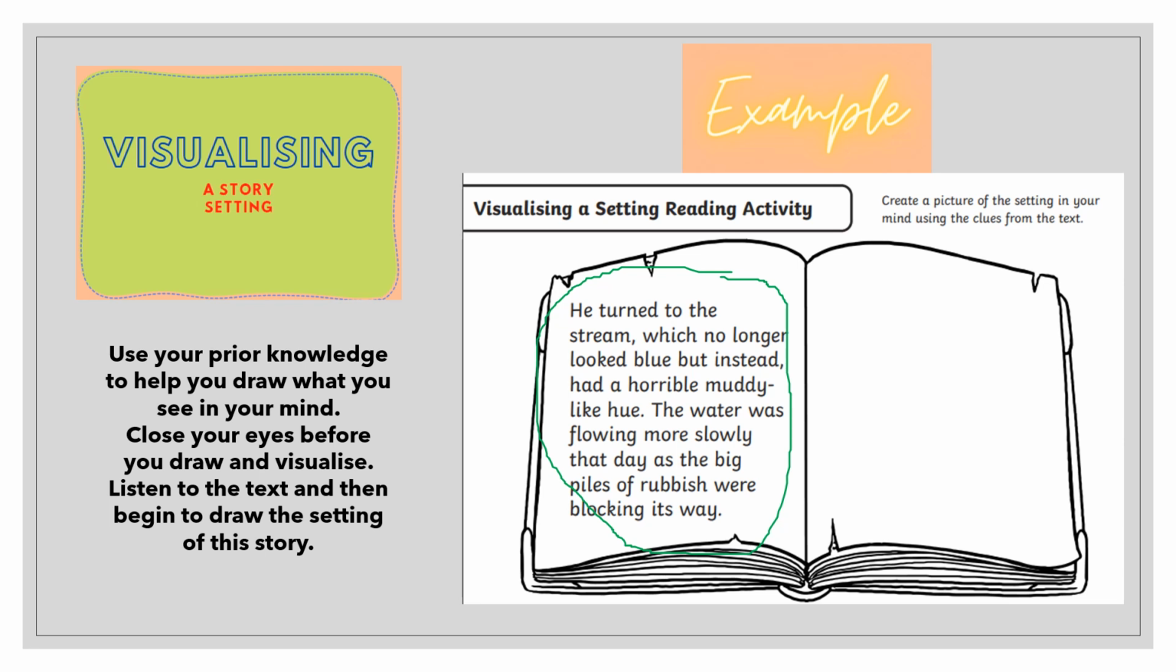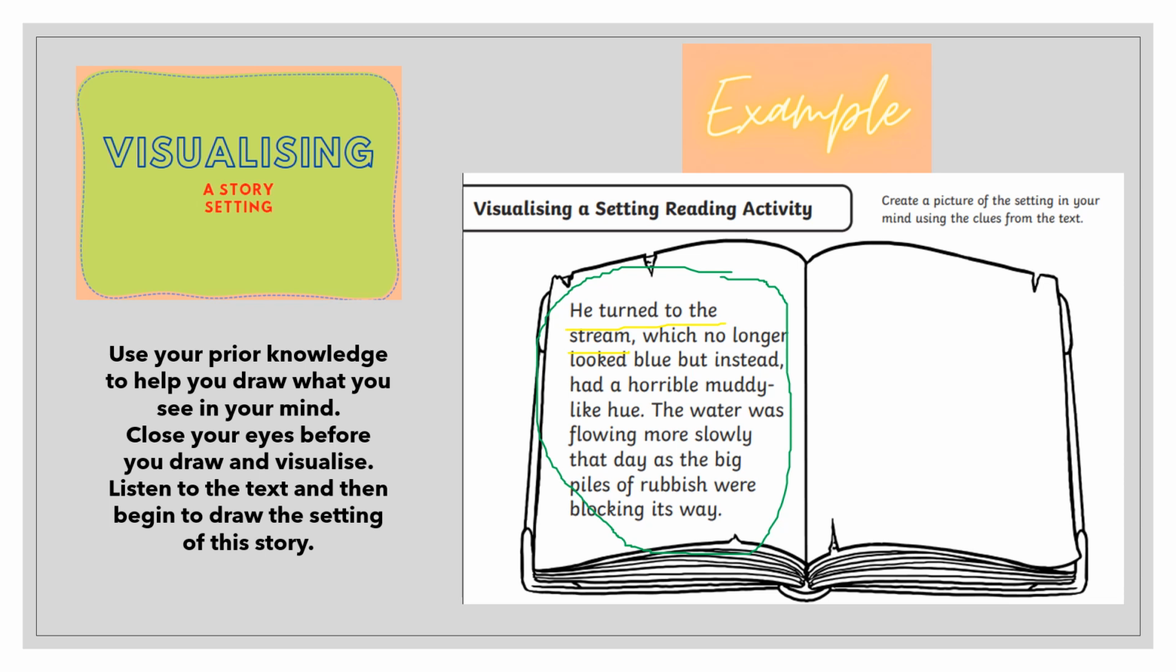Okay, so I've read the text, and now I need to stop and read it again and think about what's happening in this story setting. So it said he, so I know there's a boy, he turned to the stream. So I need to know what a stream is. A stream is a body of water. So he turned to the stream, which no longer looked blue. So we all know when we look at water, it's a blue color that we see, but in this stream, it didn't look blue. Instead, it was a horrible, muddy-like hue. So the color that it gave off was a horrible, muddy kind of color.